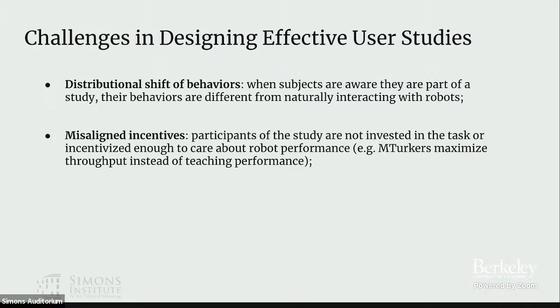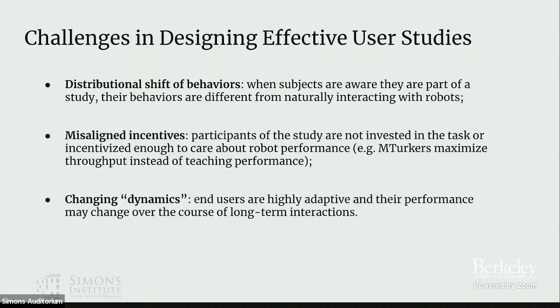Another issue is that while we tried our best to incentivize our participants, oftentimes they are not as invested in the task, or they don't care about the robot performance as much as we want them to. We also learned this by trying to do the same task through Mechanical Turk during the pandemic. It turns out M-Turkers are just trying to maximize their throughput of tasks so that they can maximize their payout at the end of the day. They sometimes don't even pay attention to the tasks we were showing them during the study.